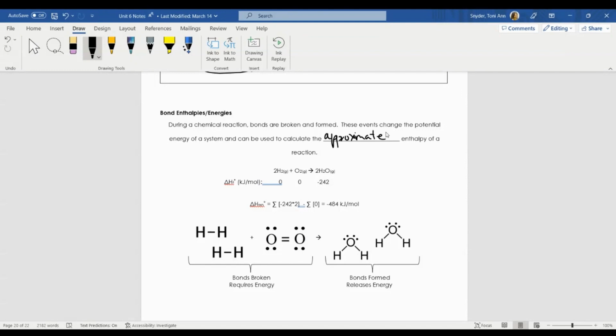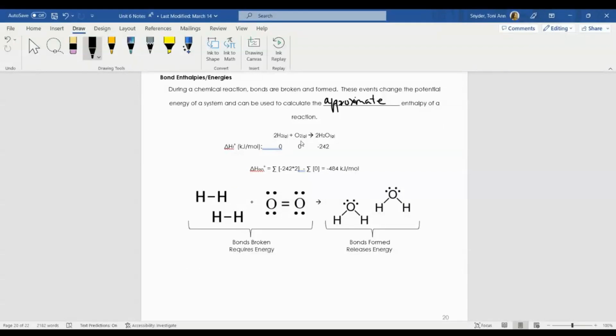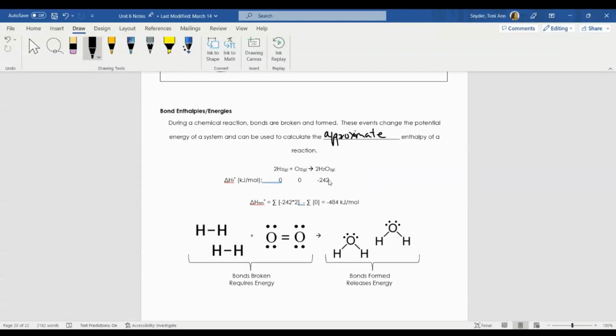So let's consider that production of water again. So I have this reaction here. We found that the heat of formation of hydrogen is 0, heat of formation of oxygen is 0, and your heat of formation of water is negative 242. And you can calculate the heat of reaction.